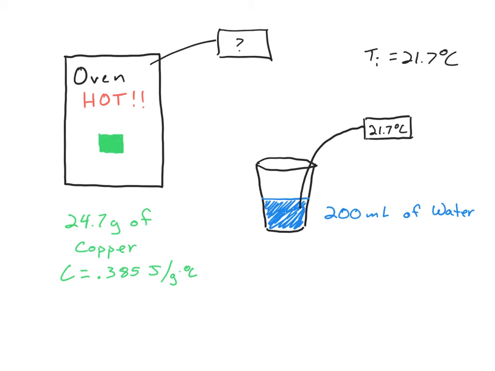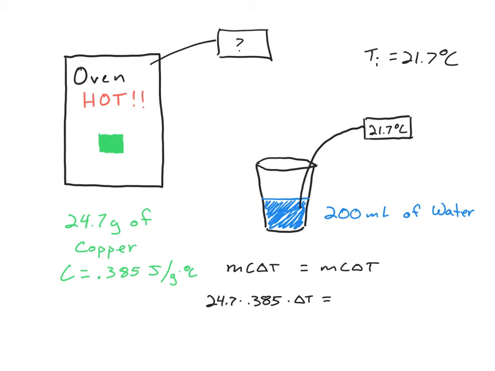Make sure I record that right now. So if I look at my formula, I've got MC delta T is equal to MC delta T. My mass of my piece of metal is 24.7. My specific heat of my metal is 0.385. And actually here in this situation, I'm trying to solve for delta T because I want to know what the initial temperature of the oven is, which we're going to assume to be the initial temperature of the piece of metal that's been in that oven for a while.